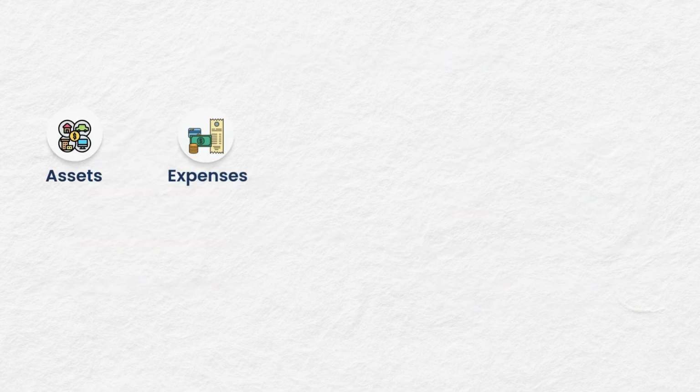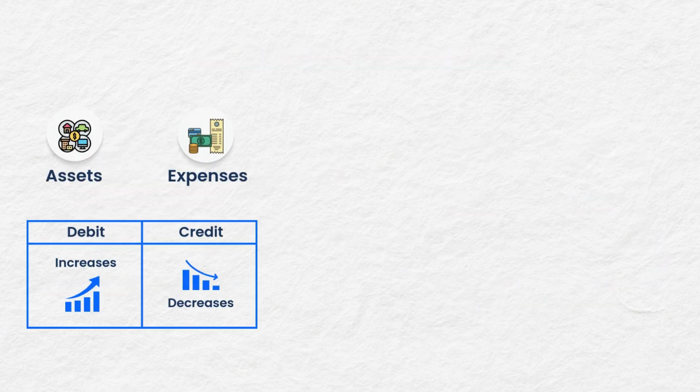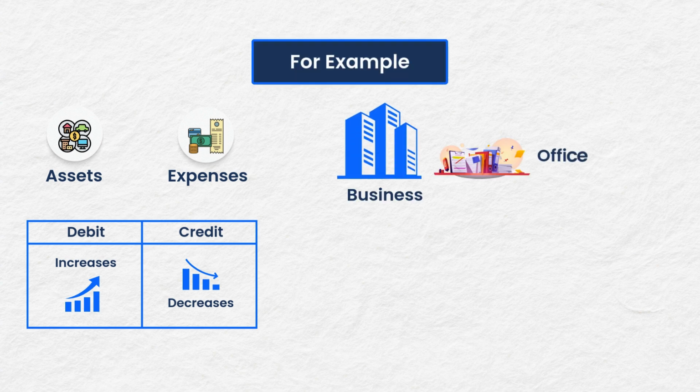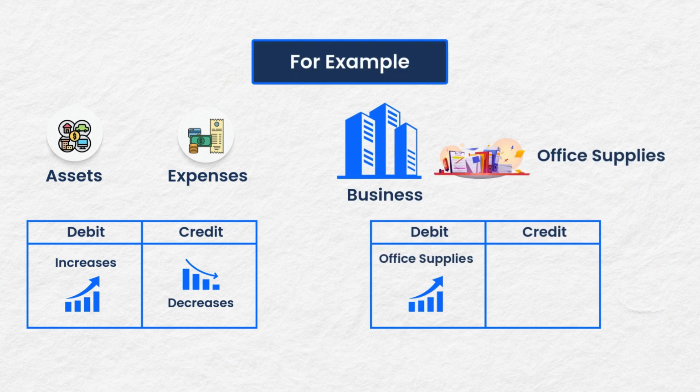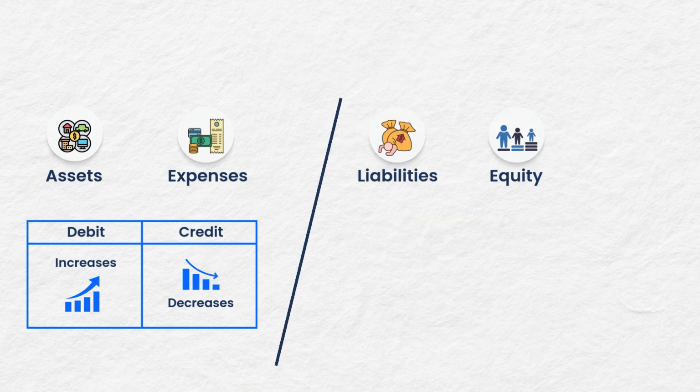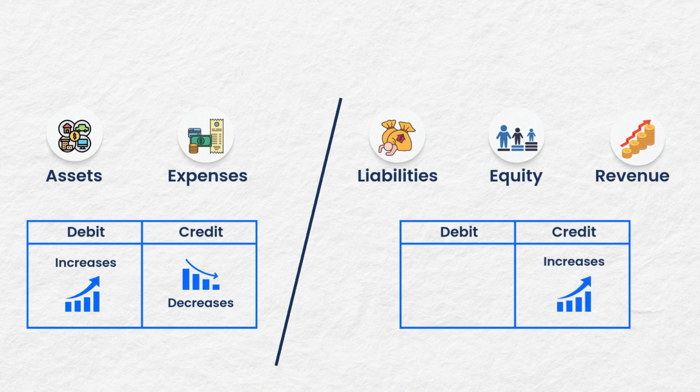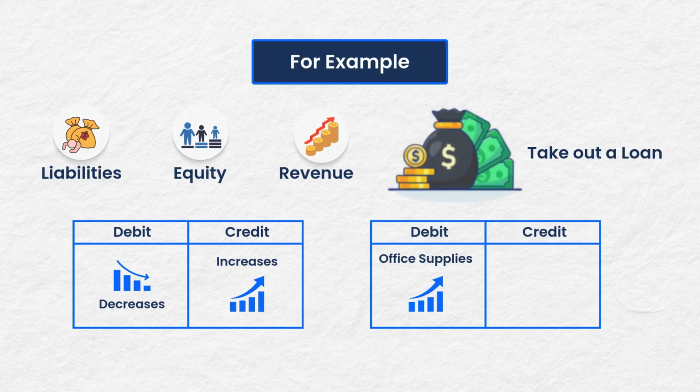For assets and expenses, a debit increases the account and a credit decreases it. For example, if your business buys office supplies, your assets, office supplies, increase, so you debit that account. On the flip side, for liabilities, equity, and revenue, a credit increases the account and a debit decreases it. For instance, if you take out a loan, your liabilities increase, so you credit the loan account.